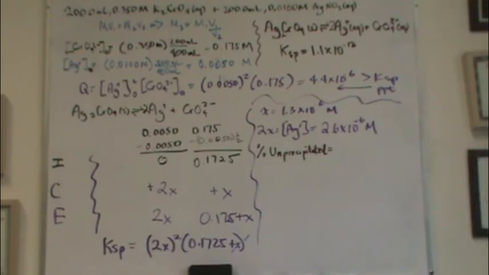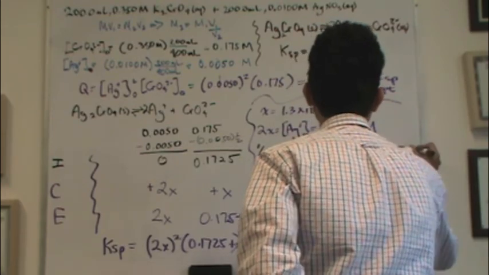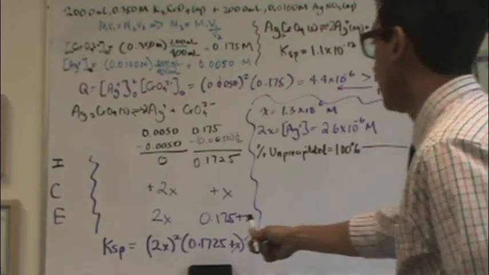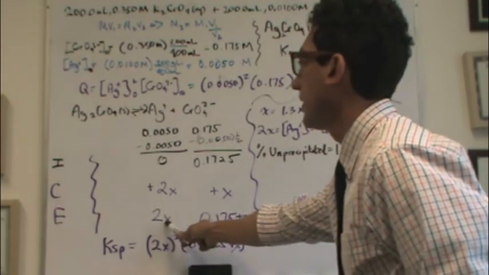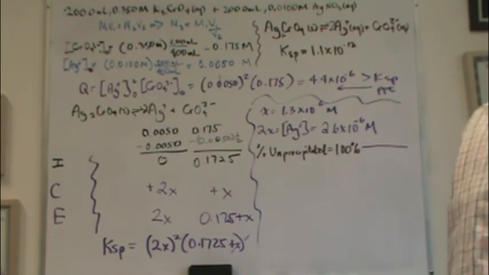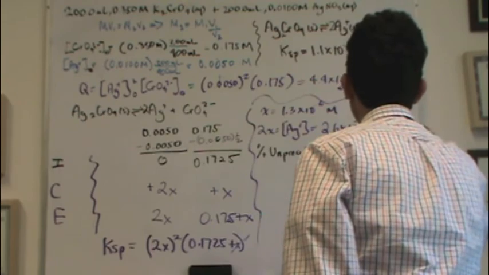How do you do this last step? Well, to find the percent unprecipitated, that'd be 100% times what we're going to put on top, the amount of silver at equilibrium. That's the amount that didn't precipitate, didn't become a solid. It's still a liquid, 2x, or aqueous. And we're going to divide that by how much we started with. Okay? So the amount we have right now is 2.6 times 10 to the minus 6.